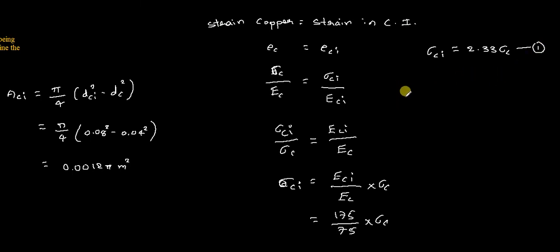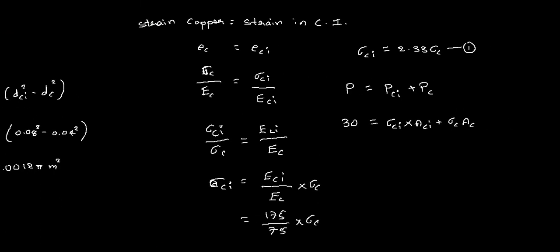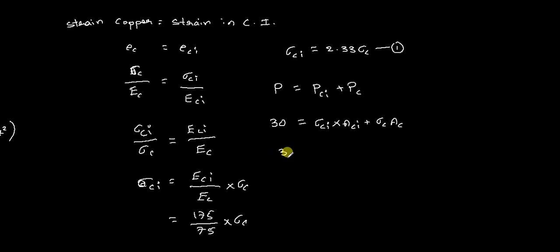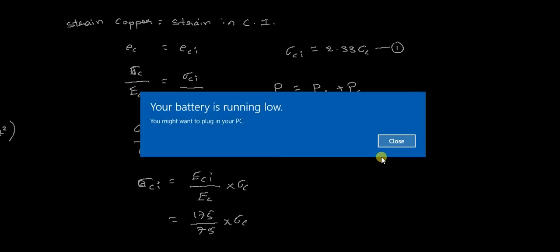Okay, next we go for another condition, which is the load. The load applied P is equal to Pci plus Pc, that is, the sum of the two loads shared by the two materials, which equals the total load acting on the compound bar. We already know the P value is given as 30 kilonewtons, which equals sigma ci into area of cast iron plus sigma c into area of copper. This is the formula we already know: load is equal to stress into area. So similarly, this 30 is equal to, in place of sigma ci, from equation 1, 2.33 into sigma c into Aci. We already got the value for cast iron.